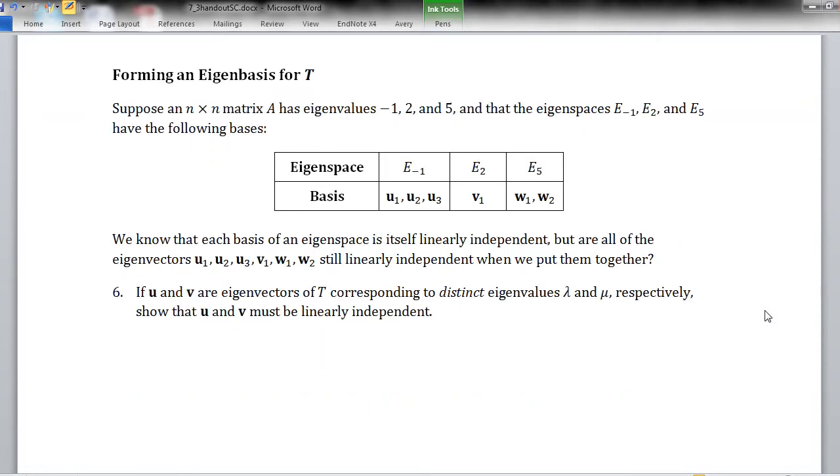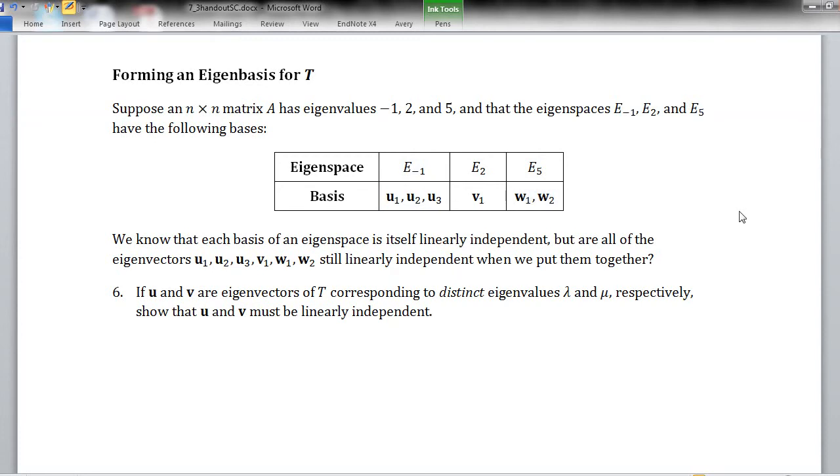All right. Well, think about this example. Suppose we have some n by n matrix with eigenvalues negative 1, 2, and 5. And so we have corresponding eigenspaces, E negative 1, E2, and E5. And those 3 subspaces of Rn have these bases. So we have a geometric multiplicity of 3 for negative 1, 2 has a geometric multiplicity of 1, and 5 has a geometric multiplicity of 2.